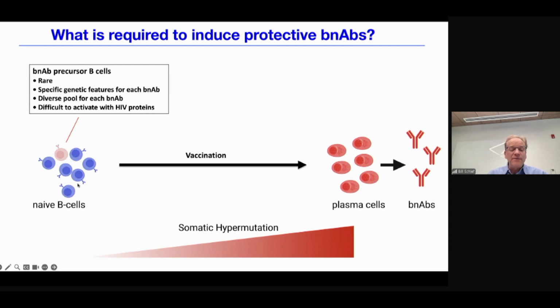And we believe that we need to start from naive B cells that have the right genes that confer the potential for them to mature into broadly neutralizing antibodies.